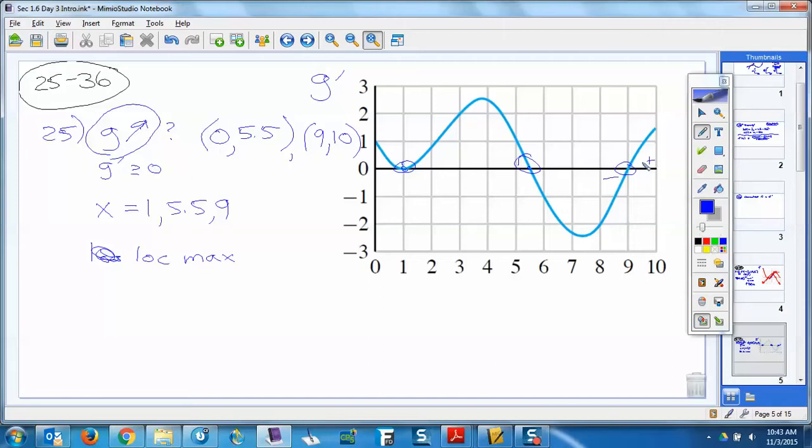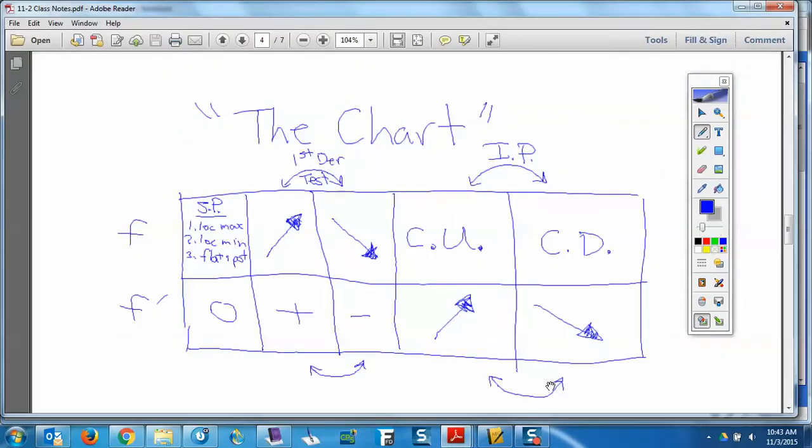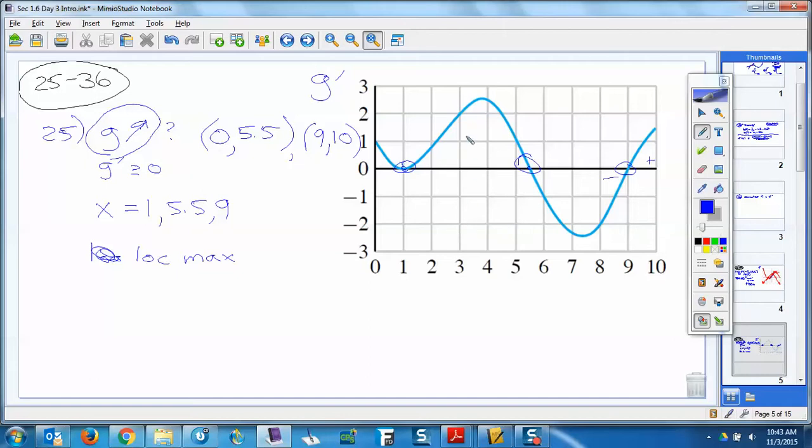Okay? Is g concave up at 3? g is concave up when g prime is increasing. So, is g prime increasing at 3? Yes. So is g concave up? Yes. Justify your answer: since g prime is increasing, g is concave up at 3. That's the justify your answer. Is g concave up at 6? No, because g prime is decreasing. So therefore, g would be concave down.